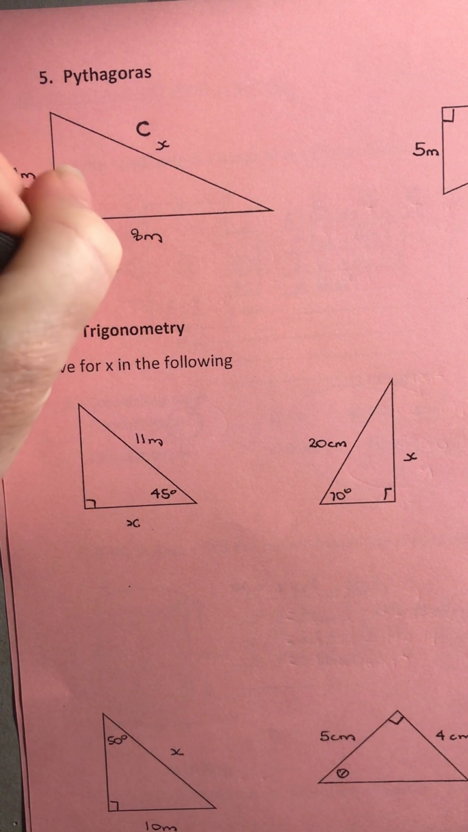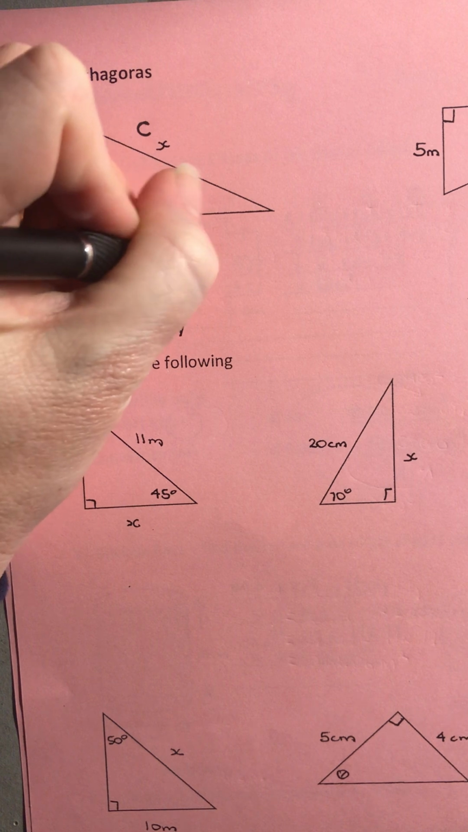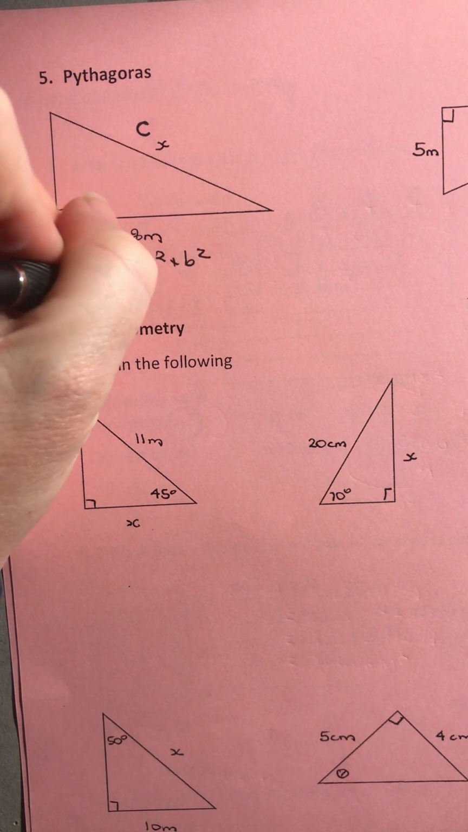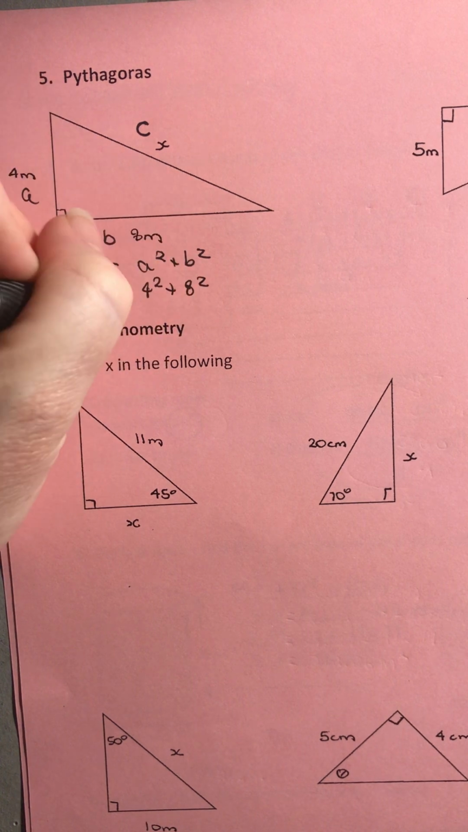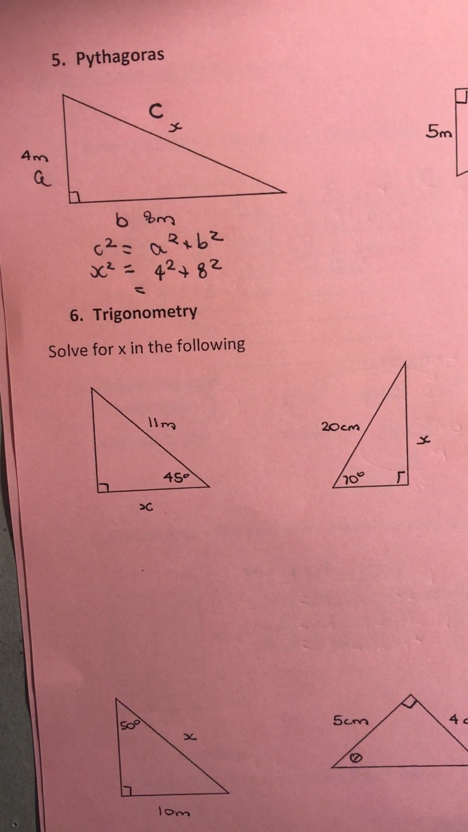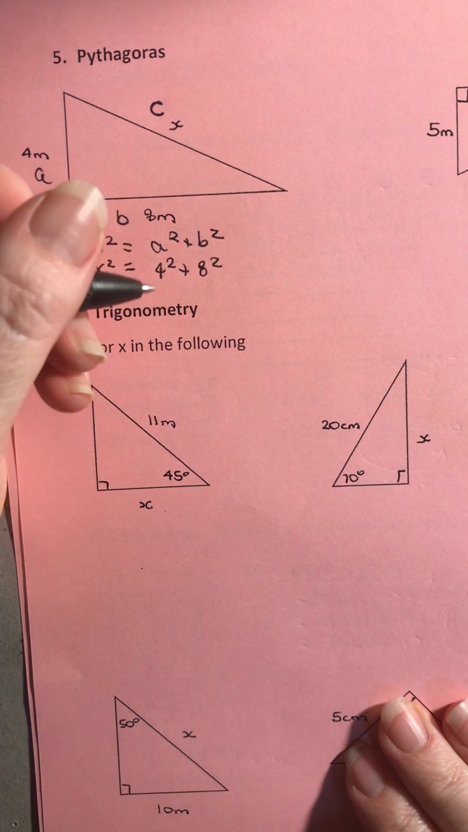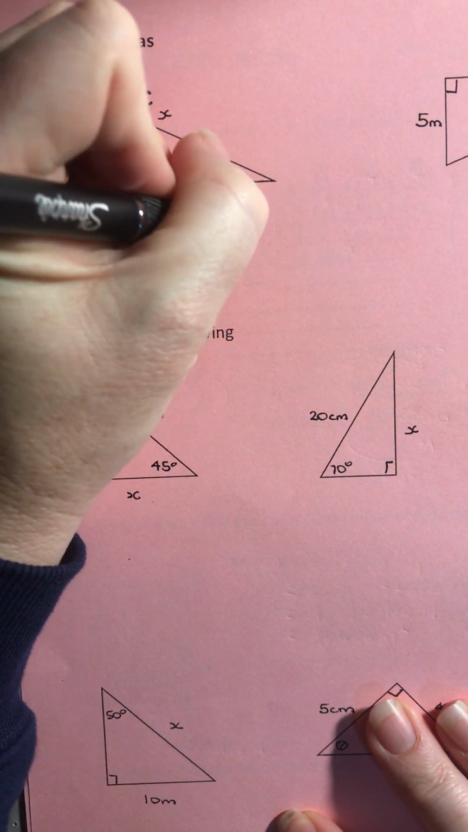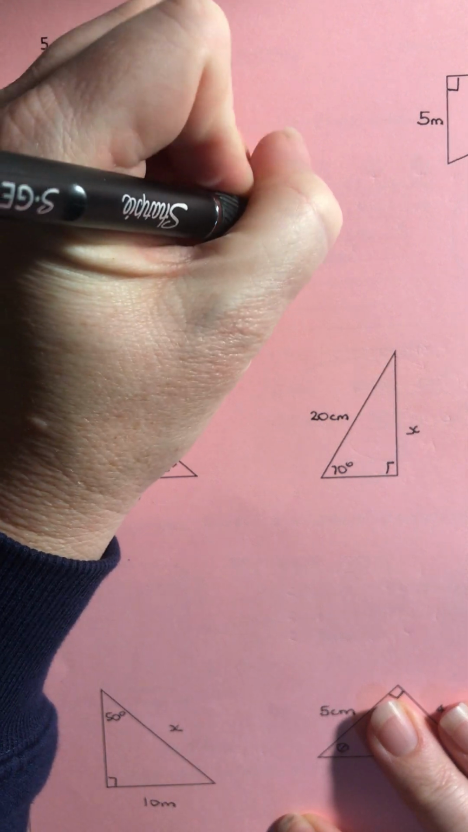Then we can write our C squared equals A squared plus B squared, and then we have X squared is going to equal 4 squared plus 8 squared. When I do 4 squared plus 8 squared on my calculator, I get 80. So my X squared is equal to 80. So my X is going to equal the square root of 80.